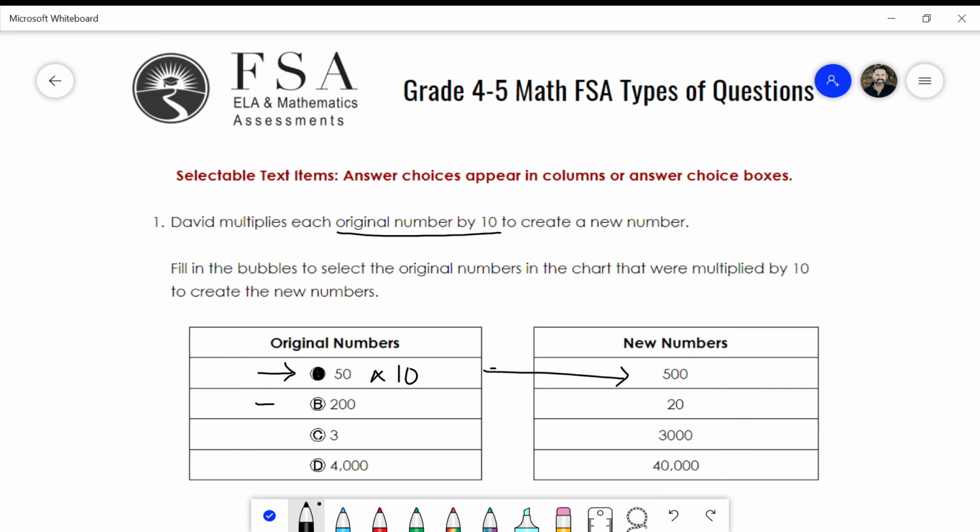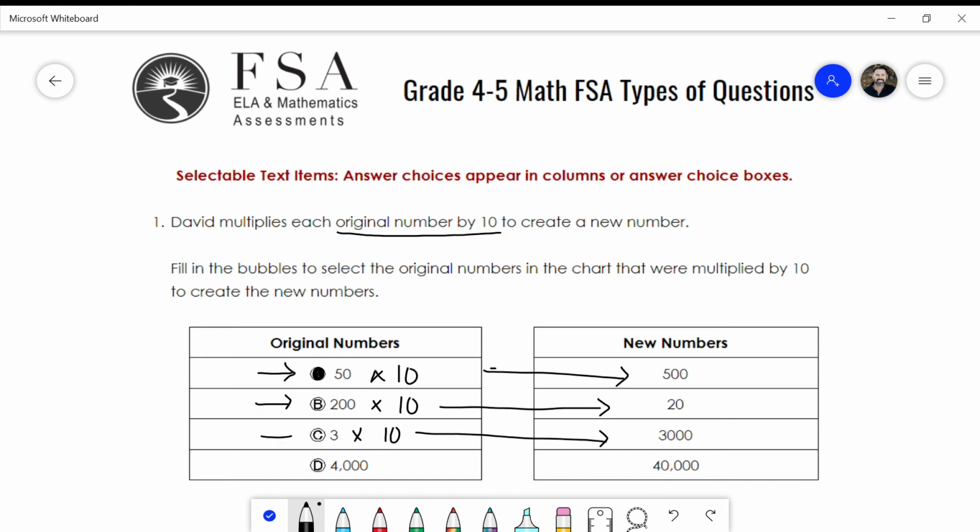Then I go to the next row. 200 times 10, does it get me to the number 20? Well, that would not be the case, so I don't bubble in B. Then I try the next one. 3 times 10, does it lead me to the new number of 3,000? And again, that would be no.